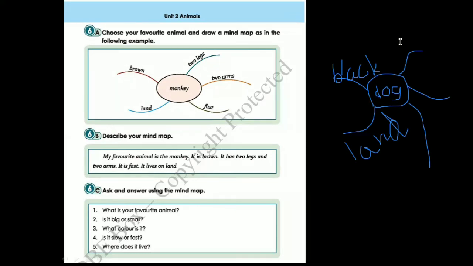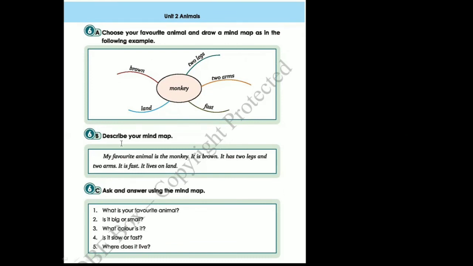Two legs, and then two arms, T-W-O A-R-M-S, and then it can run fast, pretty fast like this. You have to draw your mind map like the teacher. Okay, so I cleared my drawing. Describe your mind map. My favorite animal is the monkey. It is brown. It has two legs and two arms. It is fast. It lives on land.